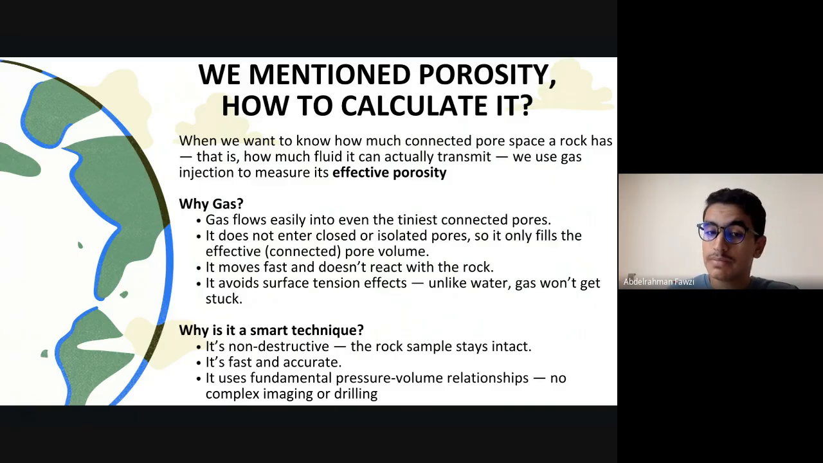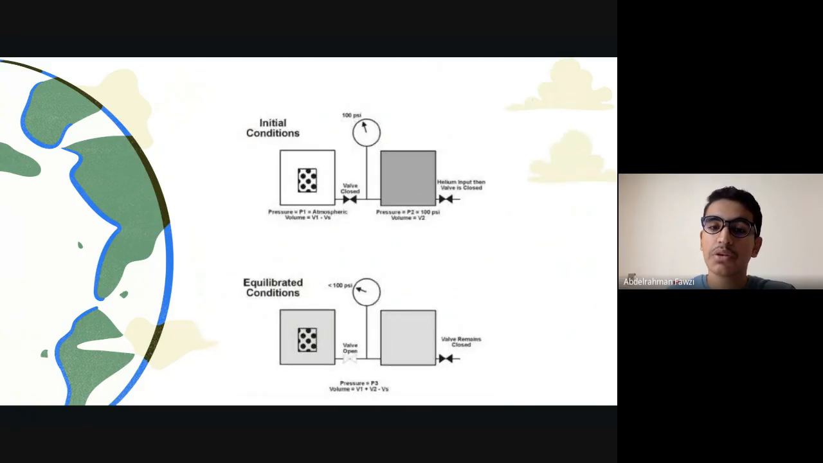It's fast as well and accurate, and it uses a very simple concept, the pressure-volume relationships. I mean, we use it in isothermal condition where the temperature is constant. So we just deal with pressure and volume calculations. No need to do some imaging, no need to do some drilling in the core log. Nothing complicated is needed. And this is an illustration of how it works.